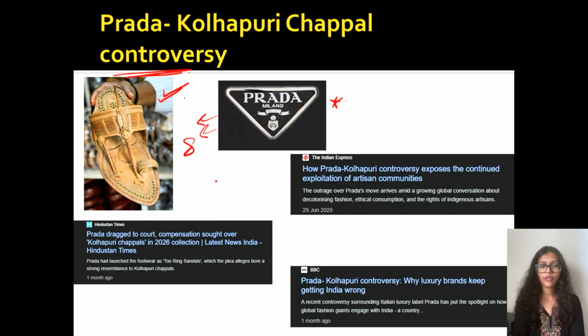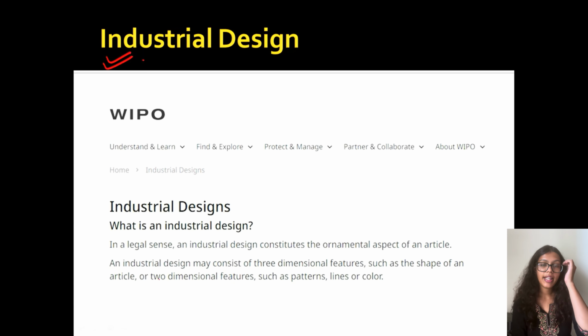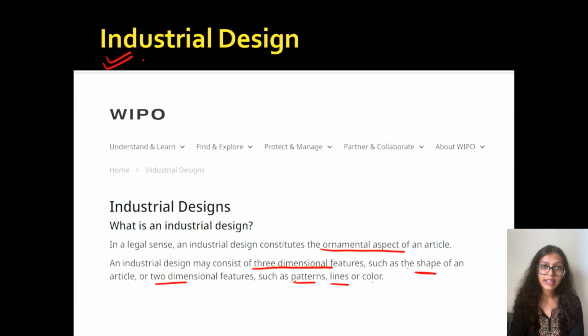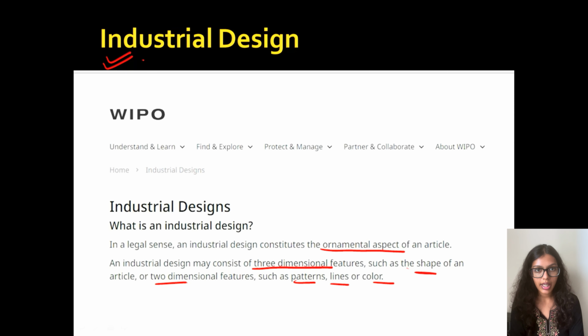Now, apart from these four, like I said, we will also talk about industrial designs and trade secrets. So, coming on to industrial designs first, let's see what goes into that. The official definition by WIPO says, in a legal sense, an industrial design constitutes the ornamental aspect of an article. An industrial design may consist of 3-dimensional features such as the shape, or 2-dimensional features such as patterns, lines, or colors.